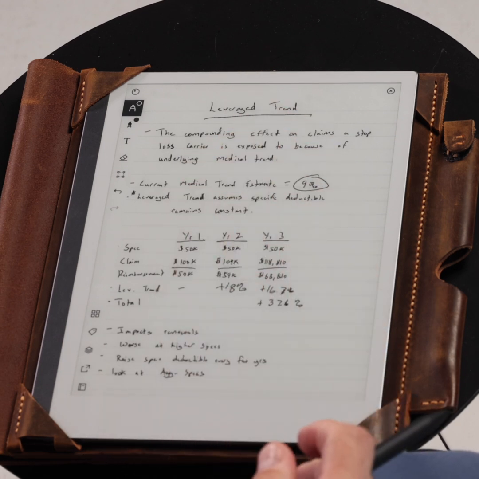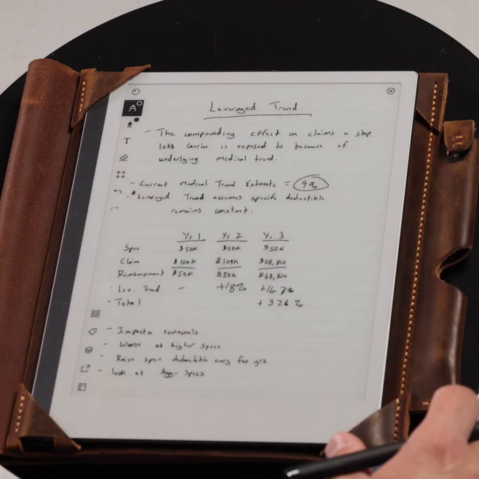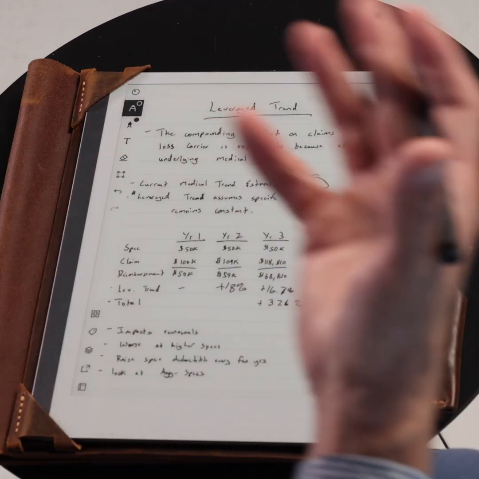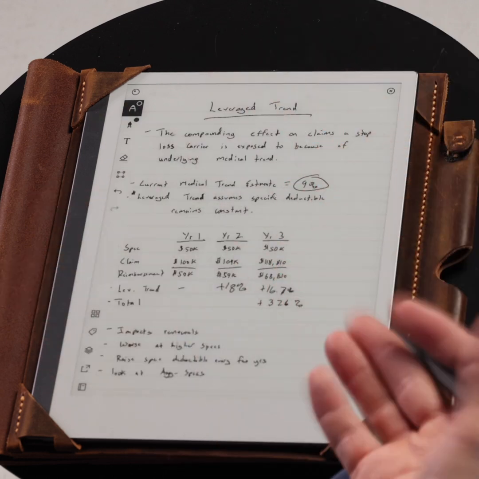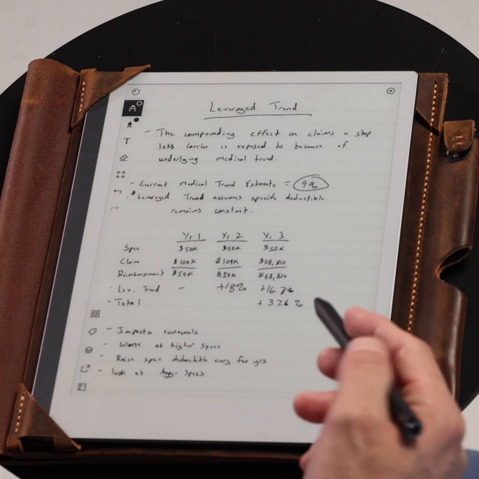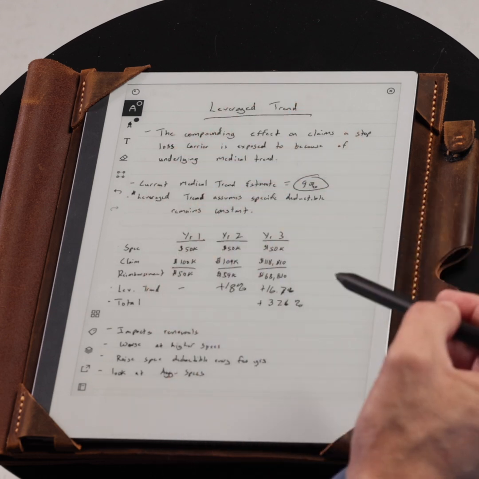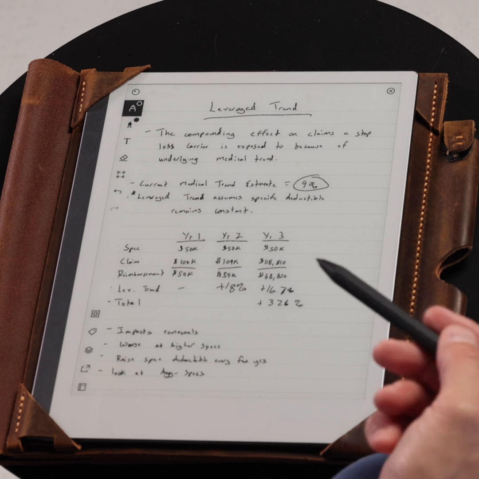Now, people will argue till they're blue in the teeth that leverage trend shouldn't apply, it's not real, et cetera, et cetera. This is a real mathematical phenomenon, whether you agree with it or not. Of course, there's all sorts of other variables that come into play with a renewal, but leverage trend is real, and this is absolutely impacting the renewal for a self-funded employer.